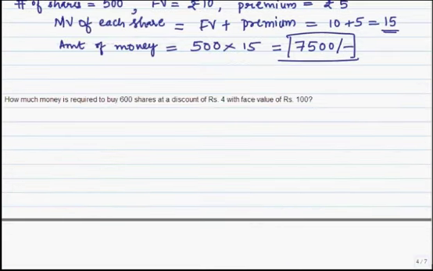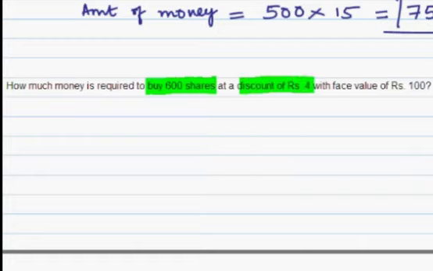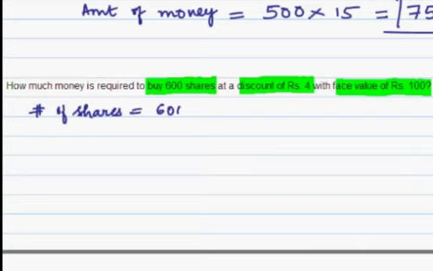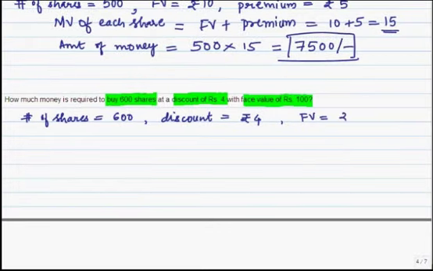Let us see another problem. Here the question is how much money is required to buy 600 shares at a discount. In the earlier problem it was premium. The face value is given as rupees 100. Let us list down what is given to us. We are supposed to buy how many shares? The number of shares to be bought is 600. What is the discount amount? Discount amount is rupees 4. And what is the face value of each share? Face value is rupees 100.